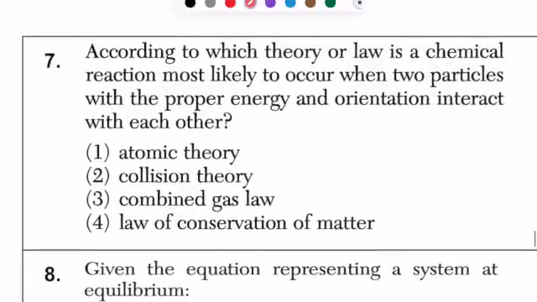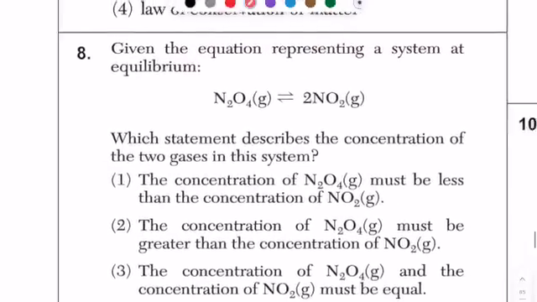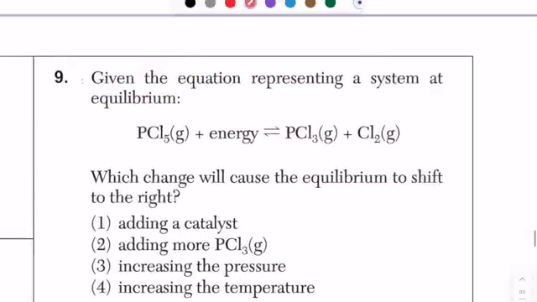According to which theory or law is a chemical reaction most likely to occur when two particles with the proper orientation and energy interact with each other? So that is your collision theory. Which statement describes the concentration of the two gases in the system? If they are at equilibrium, that means concentrations must be constant, not equal, constant.